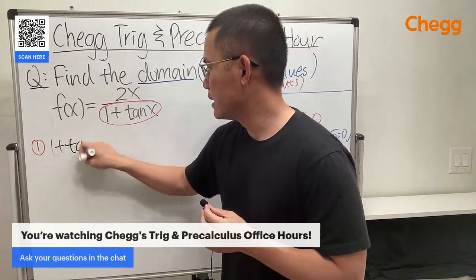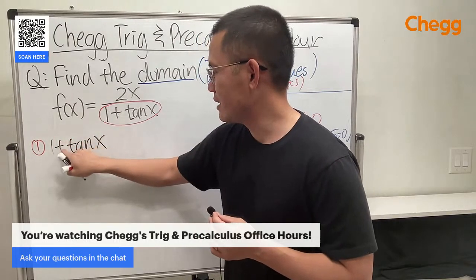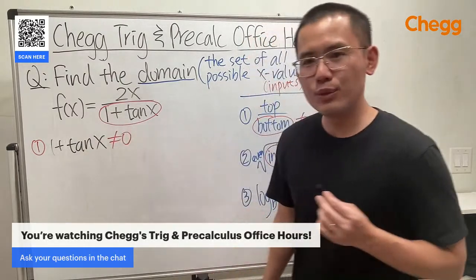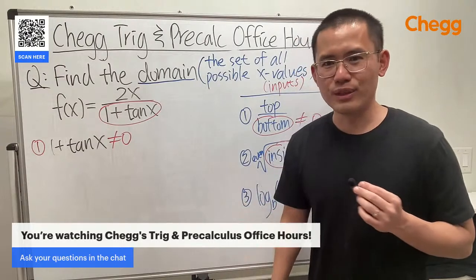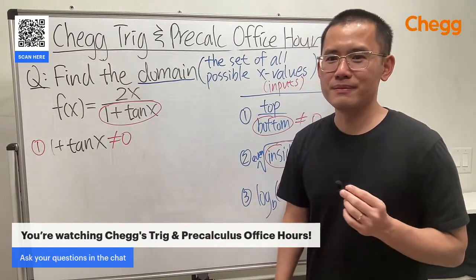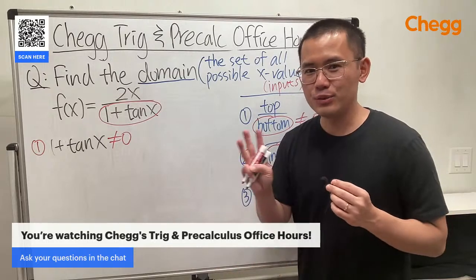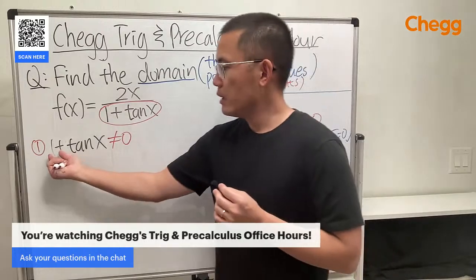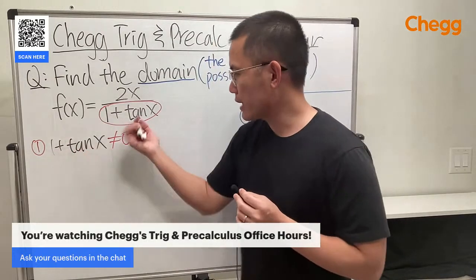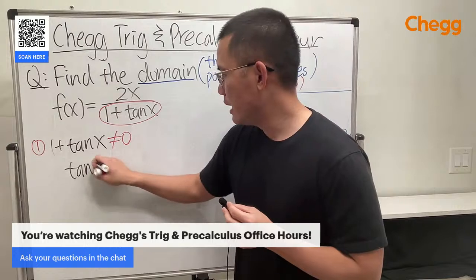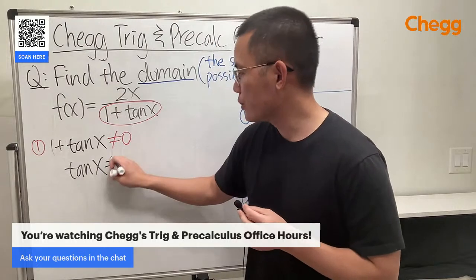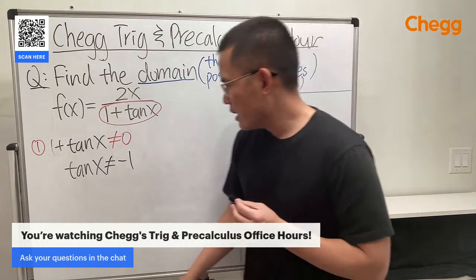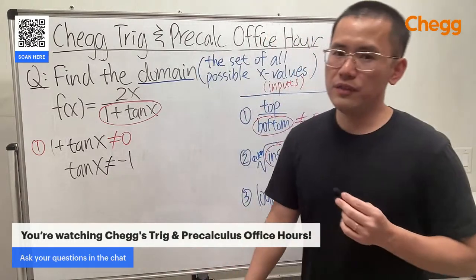1 plus tangent x. We cannot have 0 on the bottom. Let's say this 3 times. Keep that in mind. All right, let's solve it. We just have tangent x, so we can move the 1 to the other side. So this is just tangent x not equal to -1. Now, where is tangent going to give us -1 though?